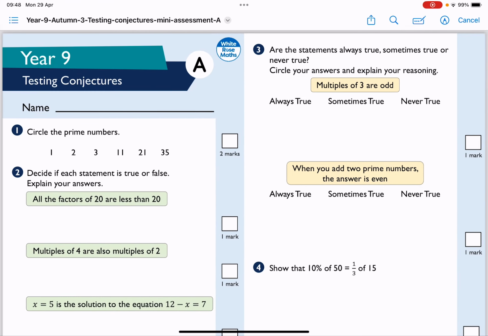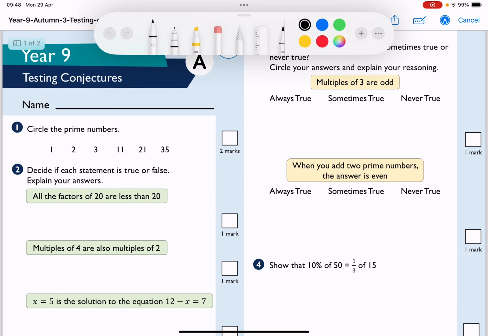Okay, year 9. Let's have a look. Testing conjectures, part 1. First of all, circle the prime numbers.